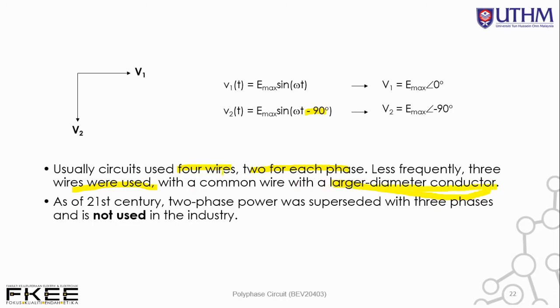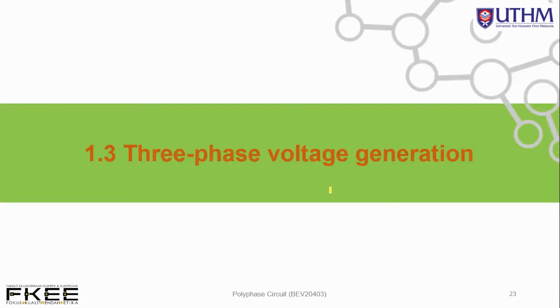Even though we reduce the number of wires from 4 down to 3, it still requires a larger diameter conductor. So what happened to the current century? 2-phase power was superseded with 3 phases and is not used in the industry. So meaning the 2-phase method over here has now been obsoleted and upgraded to 3-phase voltage generation.